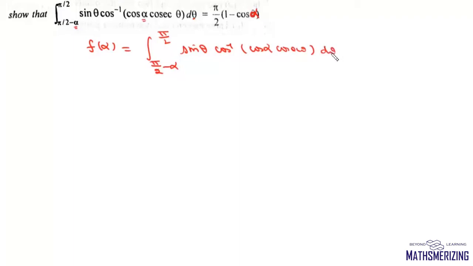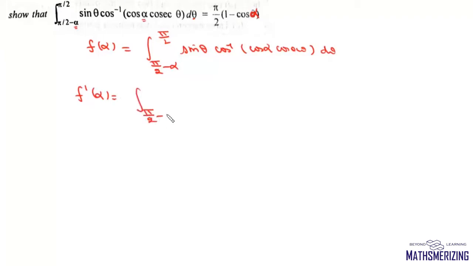Now here we have α in the limits. We also have α as a parameter in the function. So here we have to use the Leibniz integral formula in the general form. So we write f(α) equal to the integral from π/2 − α to π/2 of sin θ cos⁻¹(cos α cosec θ) dθ. We'll differentiate this function with respect to α.